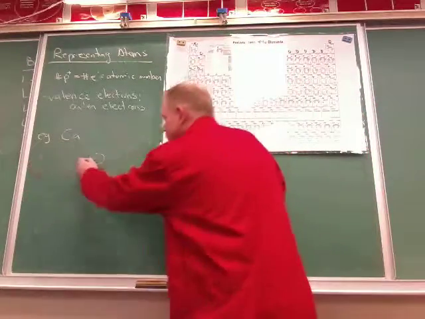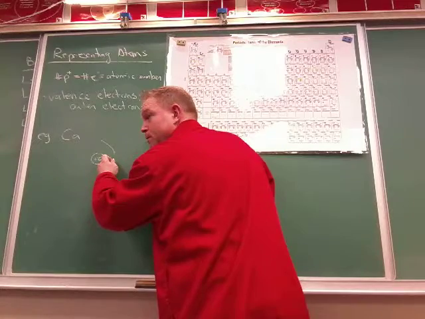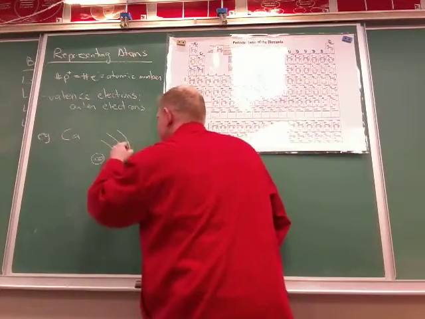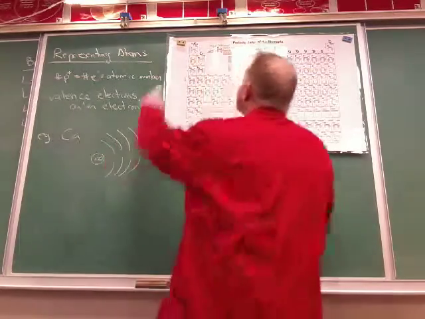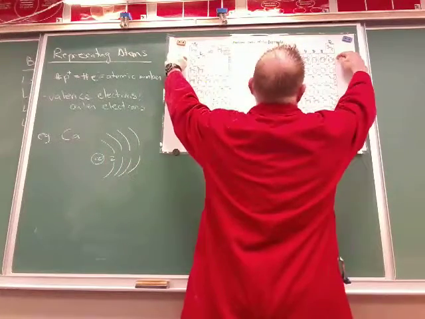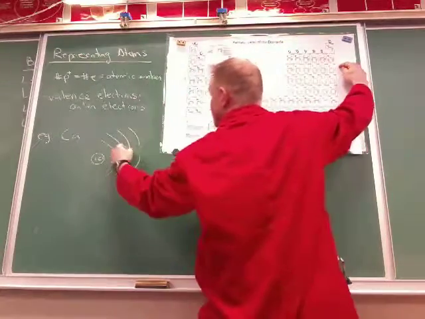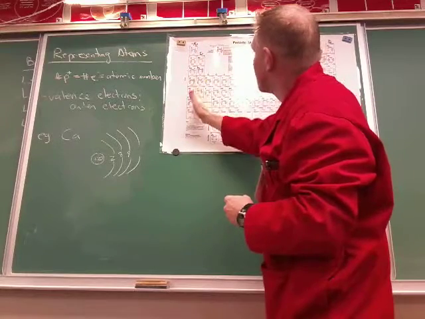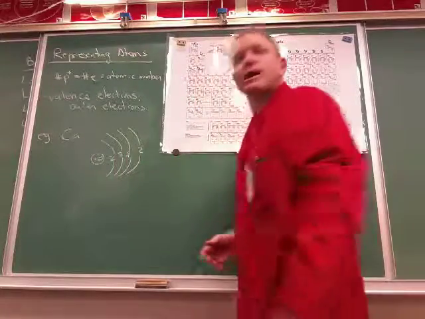Okay. What am I putting in the middle? 20. Plus 20. How many orbits? 4. How many in the first? I don't know. Use your periodic table. 2. How many in the second? 8. How many in the third? 8. Now, how many in the outer? 2. Very good. That's correct.